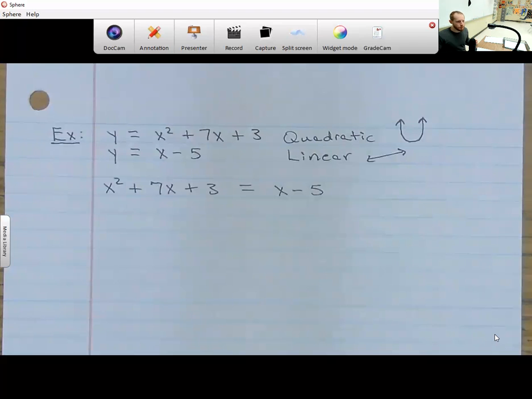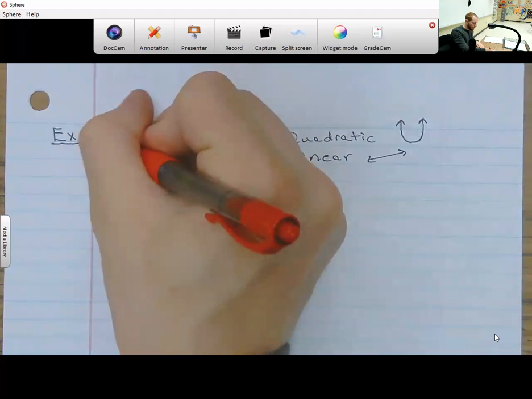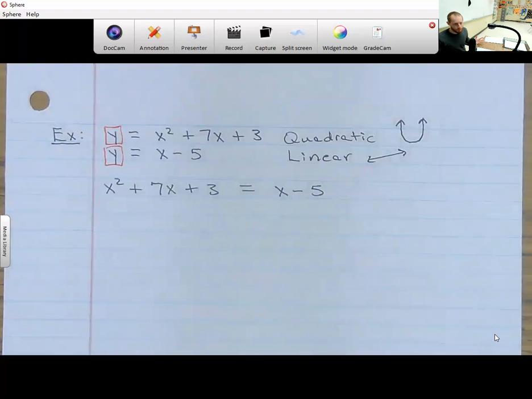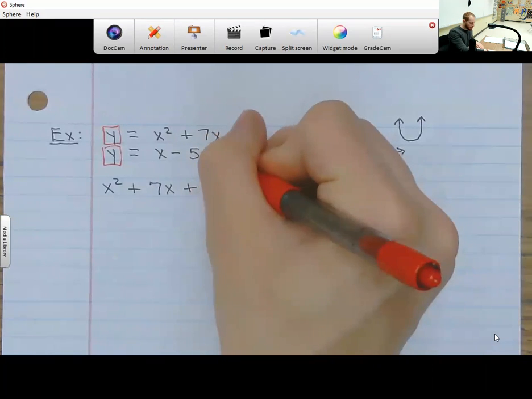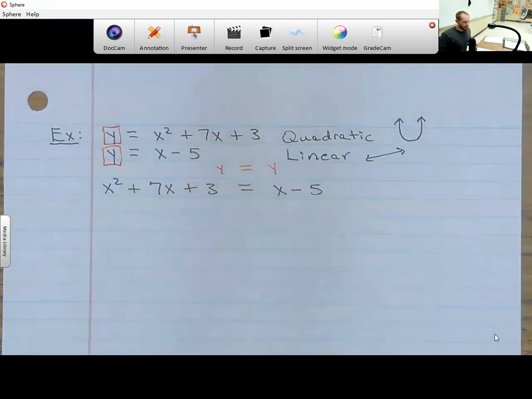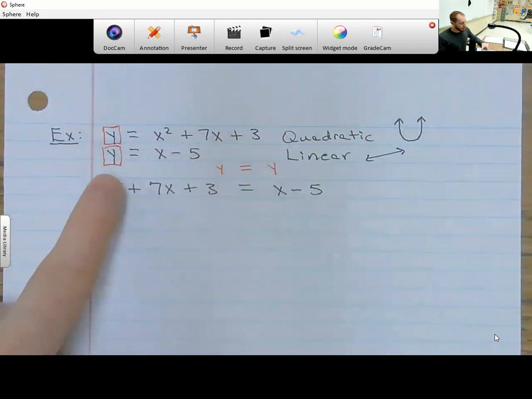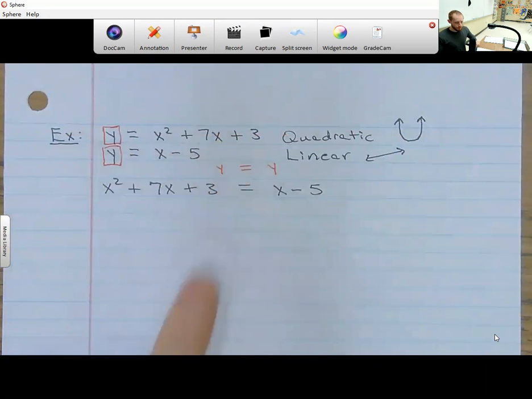And the reason why I set them equal is because they're both equal to y, right? Notice how they're both equal to y over here. This is y and this is y. Well, if you remember from Algebra 1, there's this thing called the reflexive property, which basically just states that y equals y. That's kind of like saying 3 equals 3, right? It's really trivial, really basic. But basically, I know that y is the same thing as x squared plus 7x plus 3. And I know that y is also equal to x minus 5. So that must mean that these two equations also must be equal, right?